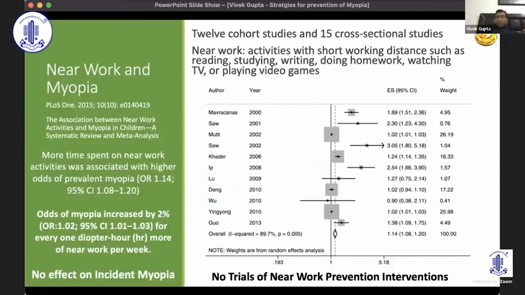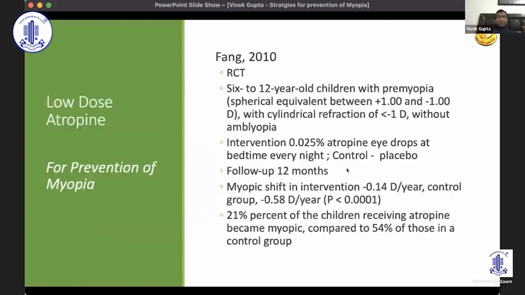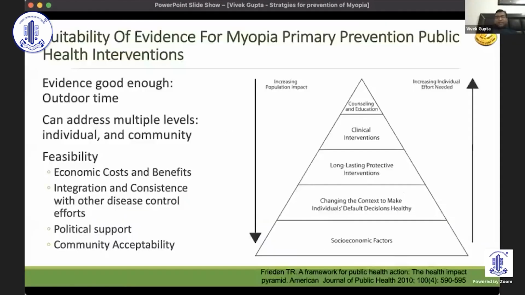There were no trials of near work prevention interventions, but the meta-analysis which compared near work trials also said that there is no effect on incident myopia if you reduce near work among children. So, low dose atropine, enough has been said about it.